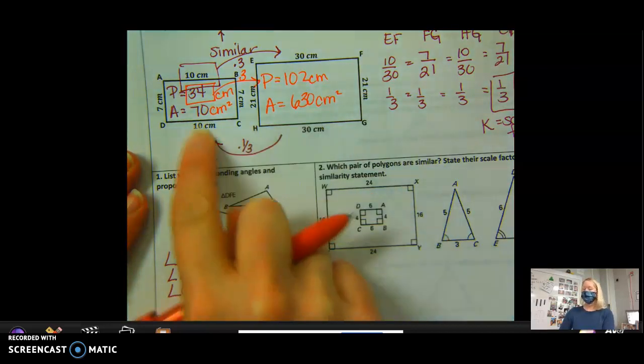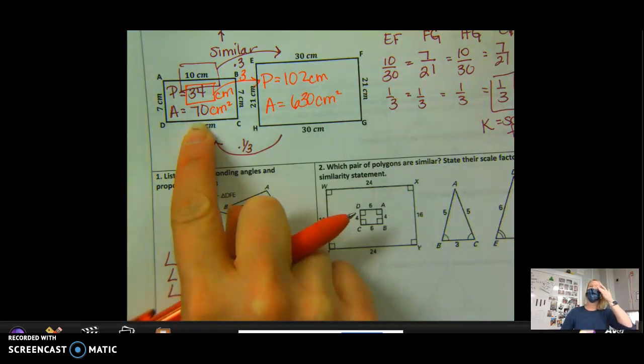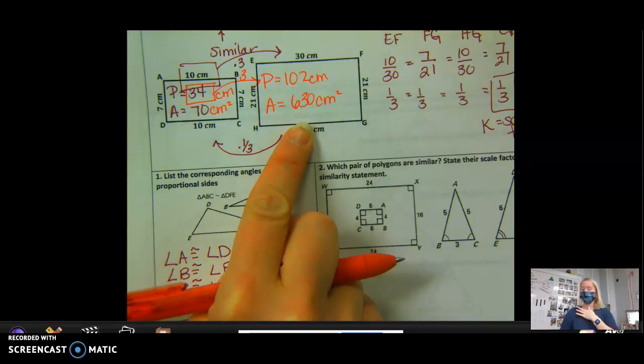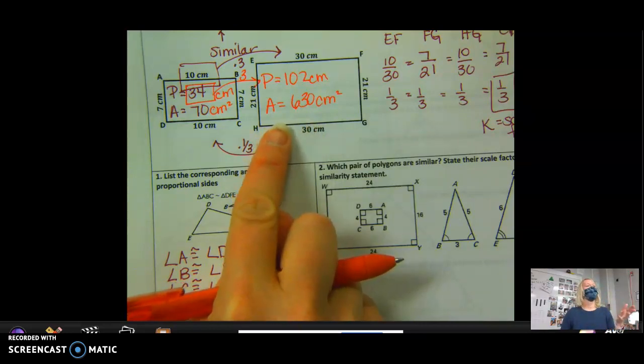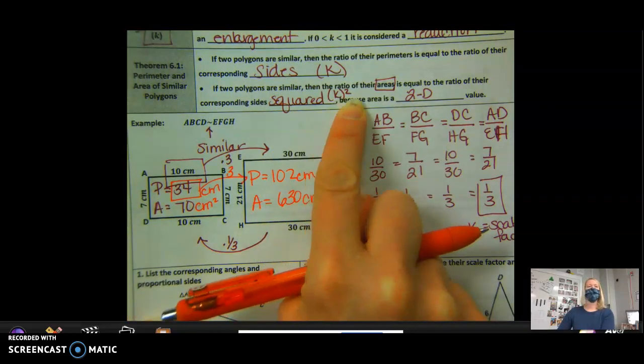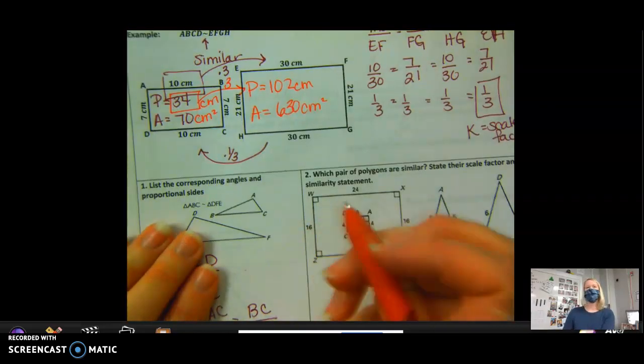Square root. If I squared 70, that would be 49, add a couple zeros, so that wouldn't be that. You multiply by what? Yep. What was my scale factor again, guys? 3. Remember up here, it says area is multiplied by the scale factor squared. So what's 3 squared?